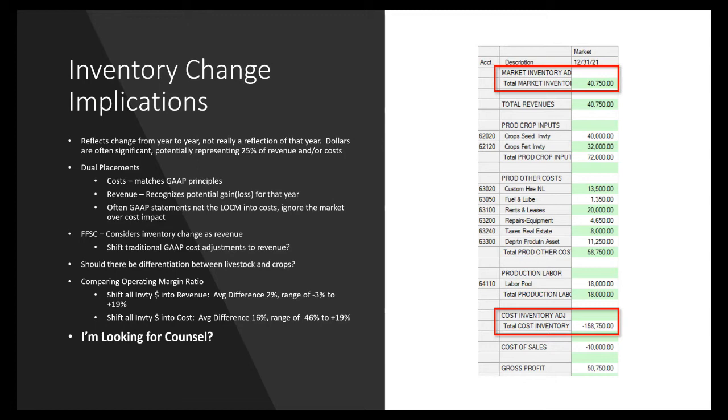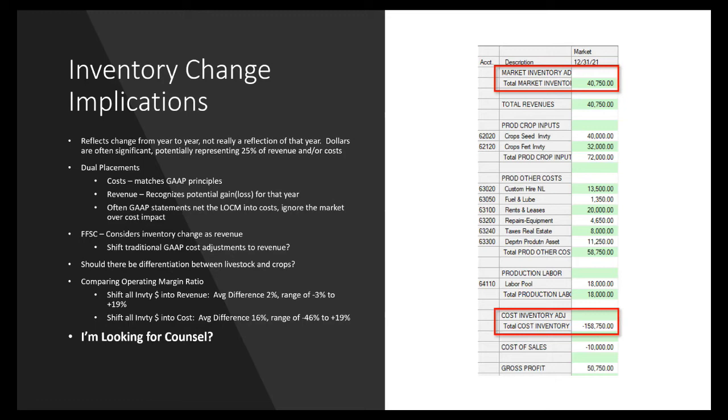But I go back to where the Farm Financial Standards Council is. How do they handle these inventory change numbers? Well, the latest document that I got my hands on, I saw that inventory change up in the revenue section. Okay, so we've got some distortion and differences, and as you can see, I'm looking for counsel. I'd like to have some guidance and clarity on the best way of handling these inventory change numbers.